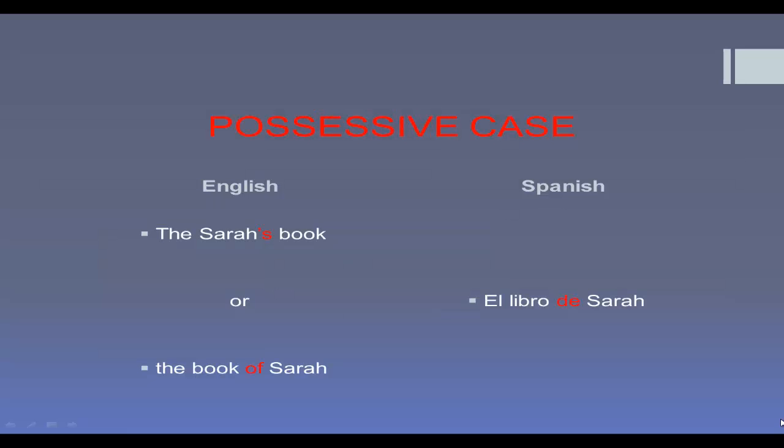Possessive case. In English, we use the possessive case to introduce the possession of something. This possessive case omits the use of the preposition of. For example, Sarah's book. But in Spanish, we don't have this possessive case. On the contrary, we use the preposition de to introduce the possession of something. For example, el libro de Sara.